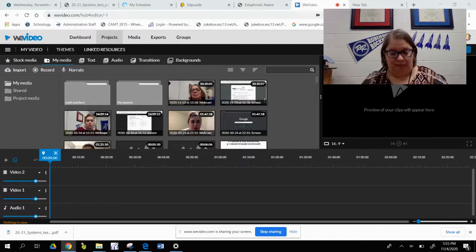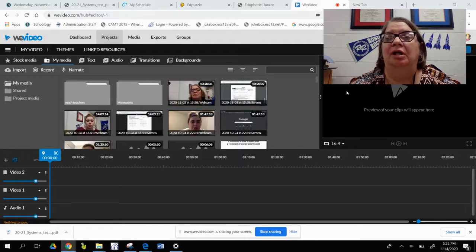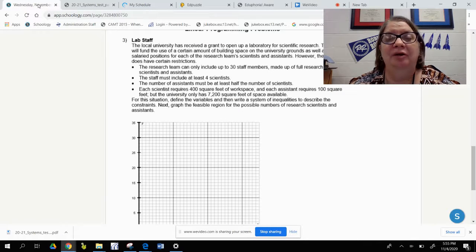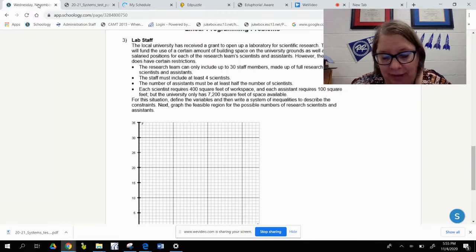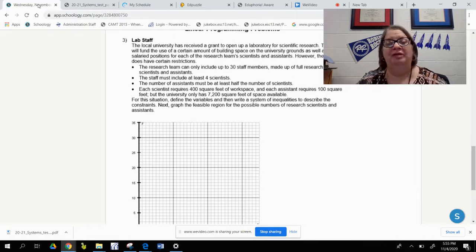Hello, Algebra 2 students. I'm here with the answers to, or help for, the lab staff problem that I asked you to do yesterday. So let's look at that. This is a linear programming problem. This is used to maximize or minimize some quantity like cost or profit.